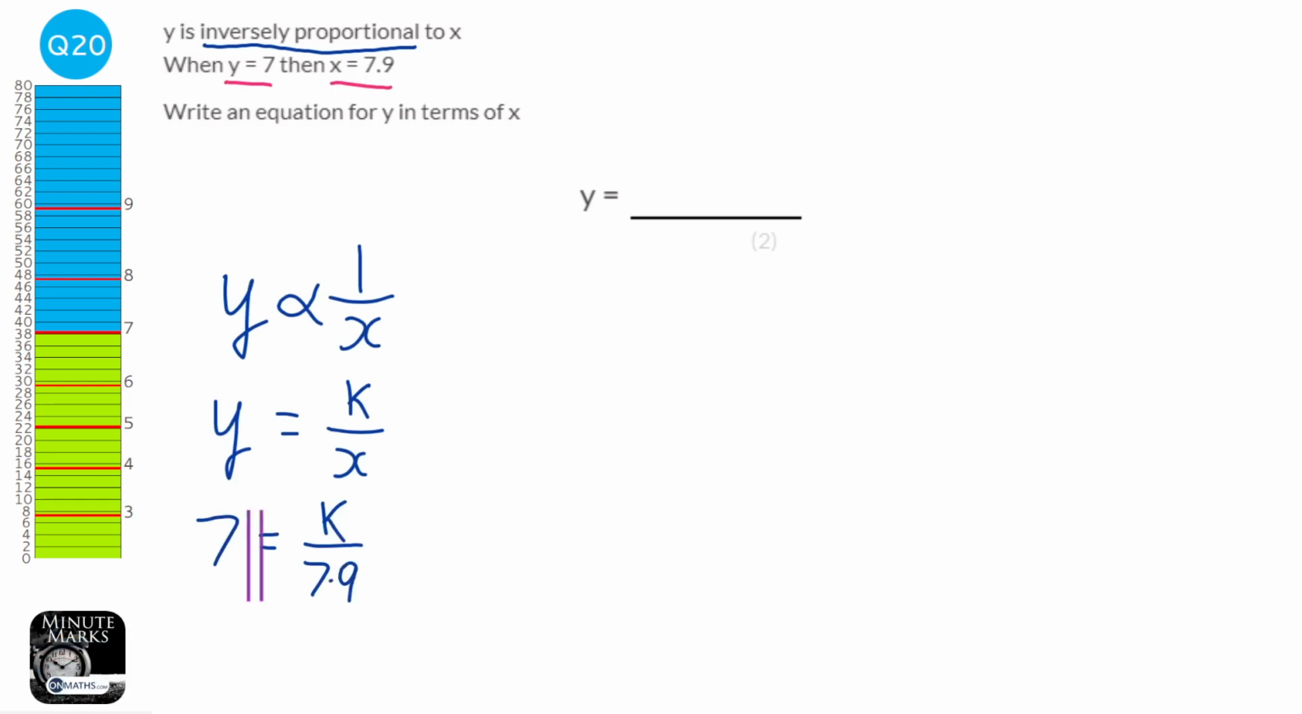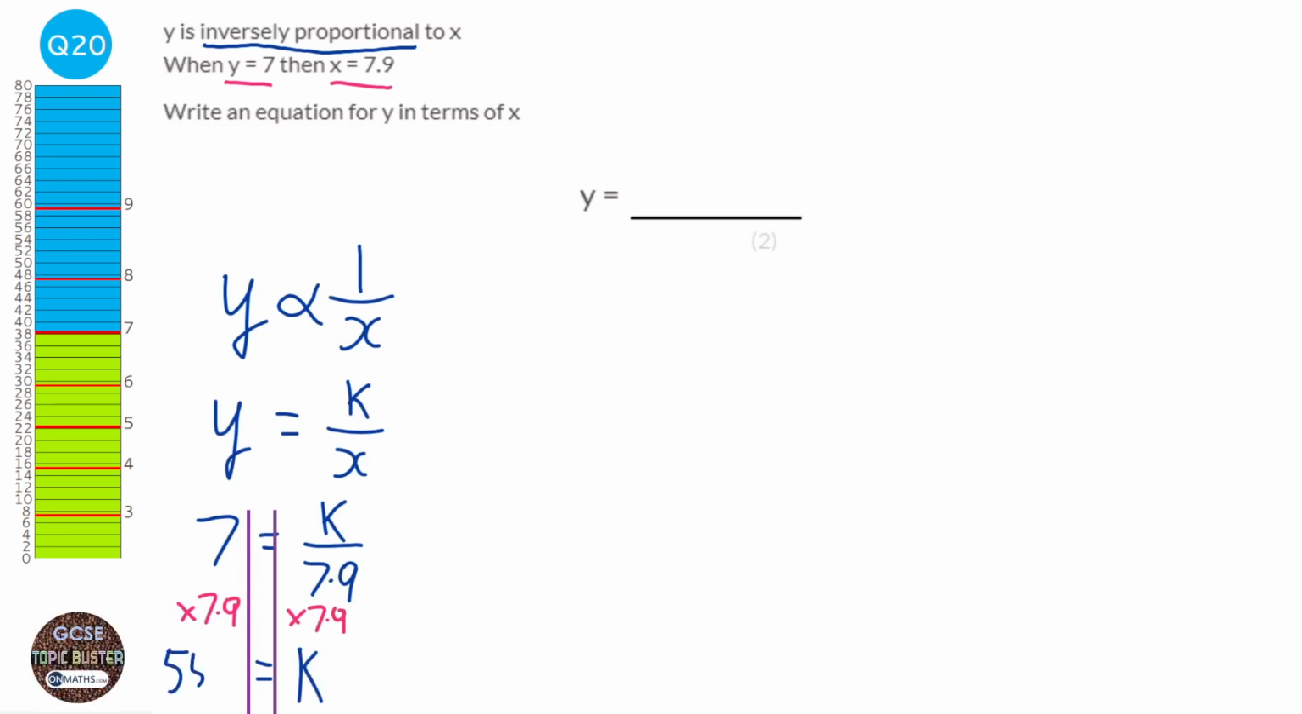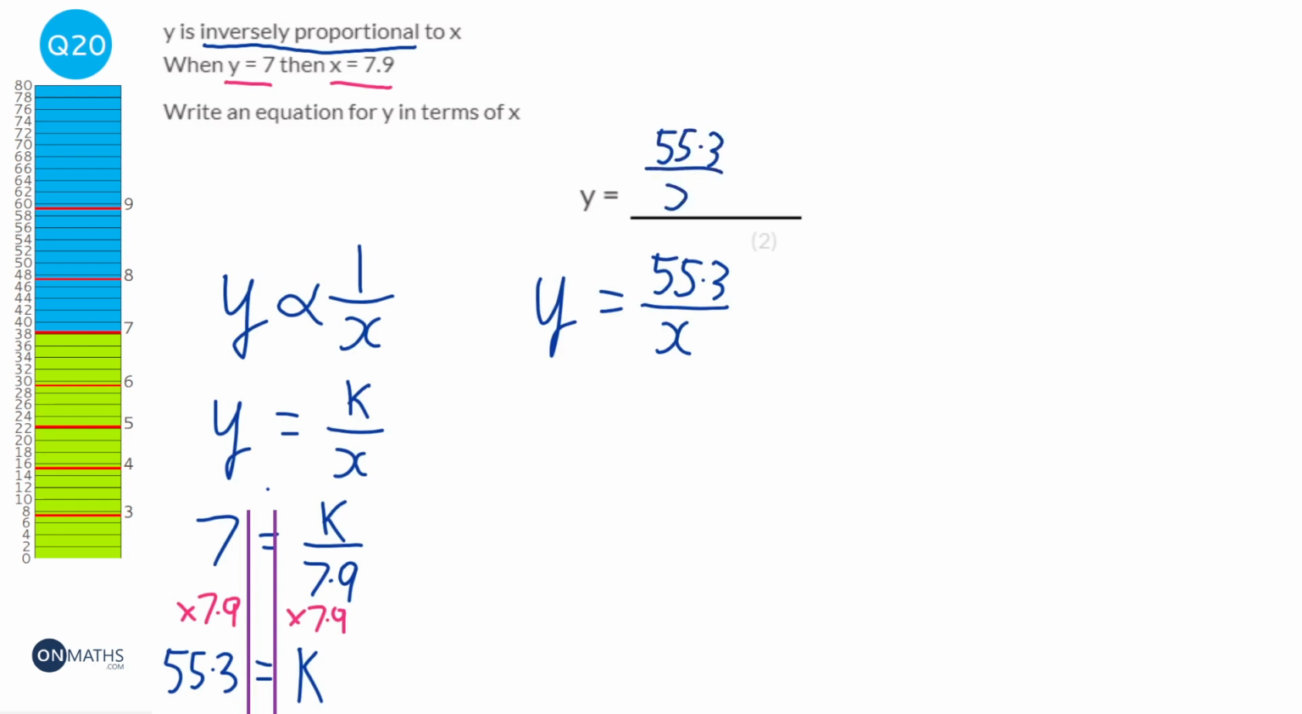And what I need to do now is just draw my lines down. And I'm going to just times both sides by 7.9. And so we have k equals 7 times 7.9, which is 55.3. So we know that k is 55.3. So I'm just going to rewrite this formula here, but instead of k, I know that it's going to be 55.3. So our answer is y equals 55.3 over x.